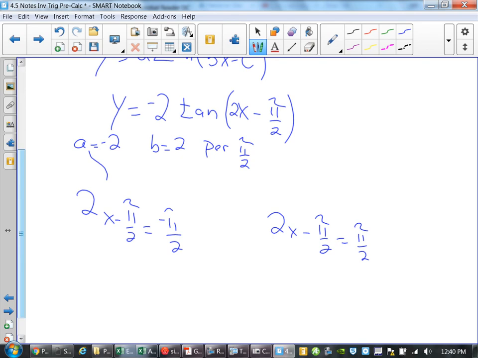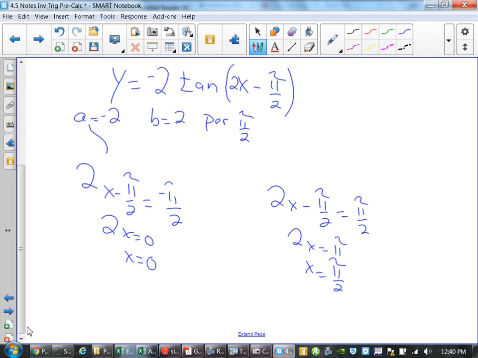So if I add pi over 2 to a negative pi over 2, I get 0. So I have one asymptote at 0. And then the other one, I have 2x equals pi, so it'll be at x equals pi over 2. If you look at your period, between 0 and pi over 2 is our period, pi over 2, so we've already figured that out. And now it's just a matter of plotting it through.